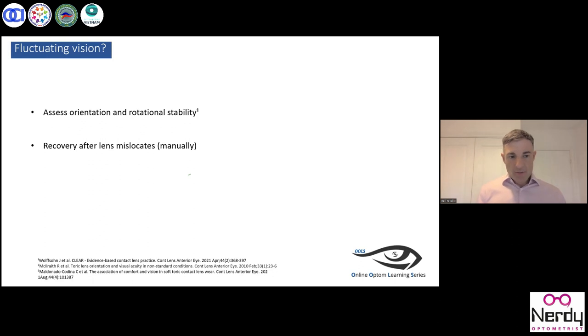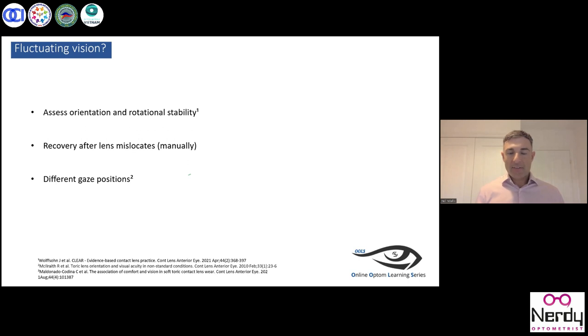What's also sometimes done in the research is looking at how long the lens takes to recover if you manipulate and misalign it, maybe with cotton wool. If you move it 45 degrees, how long does it take to return to the primary position where it should be? If that's very sluggish, it might have an impact when people are moving their eyes around or if something dislodged their lens.